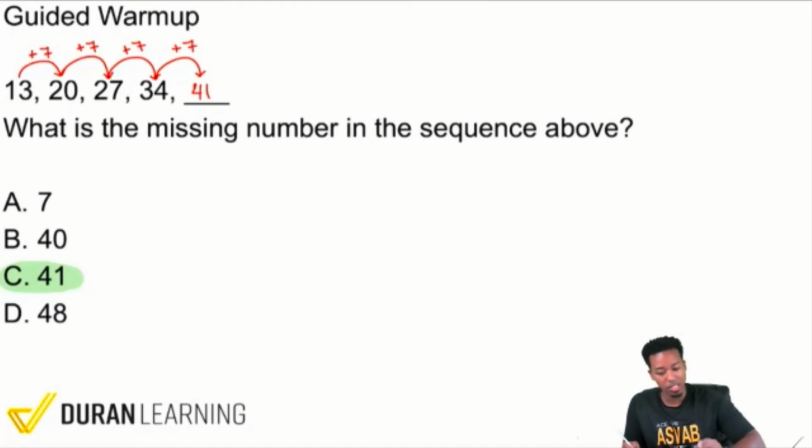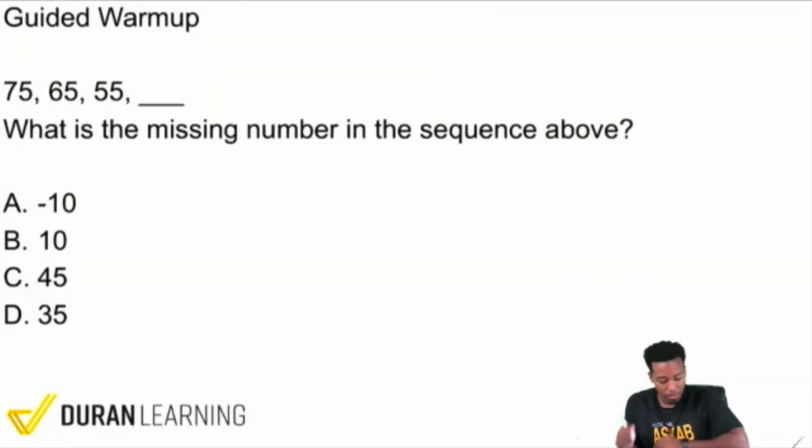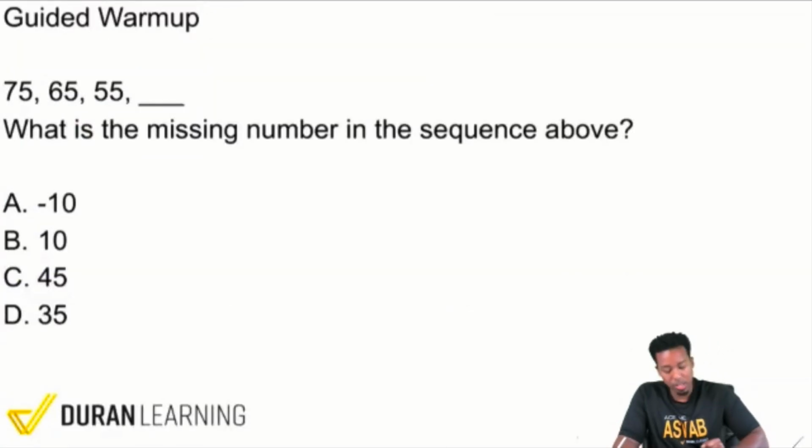So let's take a look at this next one here. I'm going to count to 5, so you can go ahead and take a picture of this if you need to. All right, here we go. Next. So 75, 65, 55. What's the missing number in the sequence above?